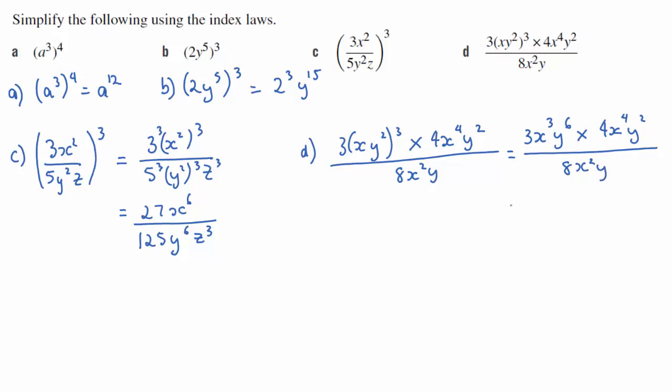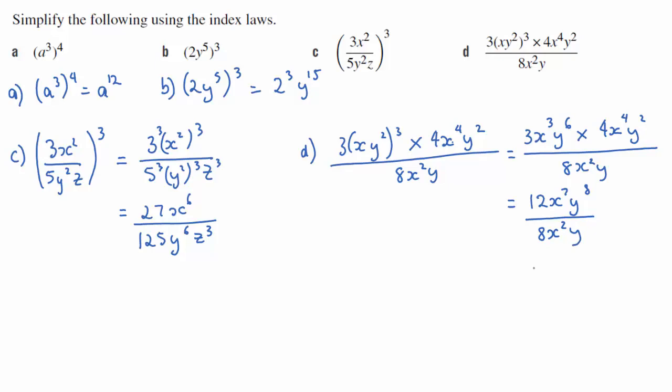Now let's think about our numerator. Here we have 3 times 4, so that gives us 12. Now you can see we've got 2 x's here. We've got an x cubed and an x to the power of 4. So using our index law 1, we know that we can retain the base and add the indices. So 3 plus 4 is 7, giving us x to the power of 7. We have y to the power of 6 and y squared, so again using index law 1, we have y to the power of 8, since 6 plus 2 is 8. And we've got our denominator as before.